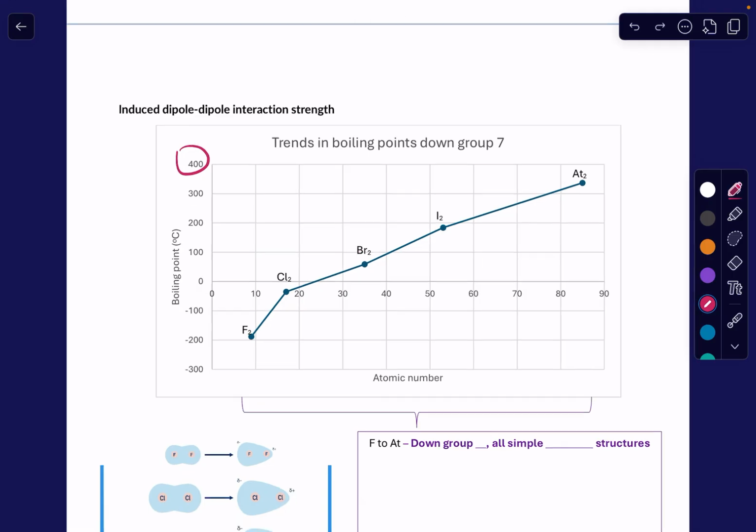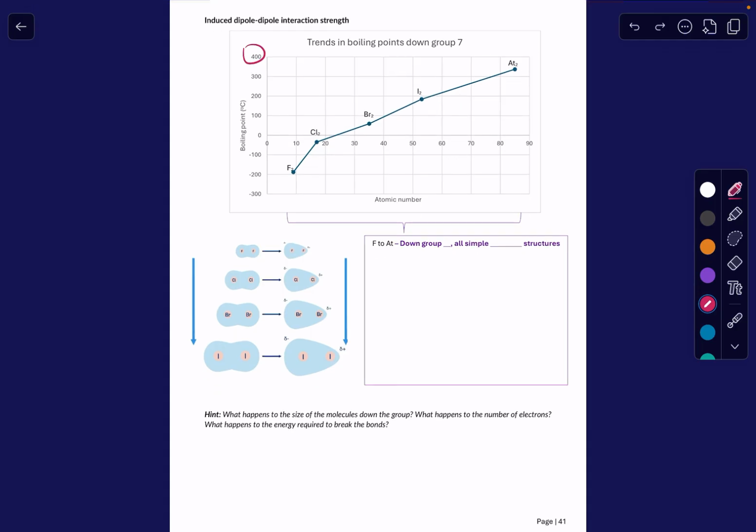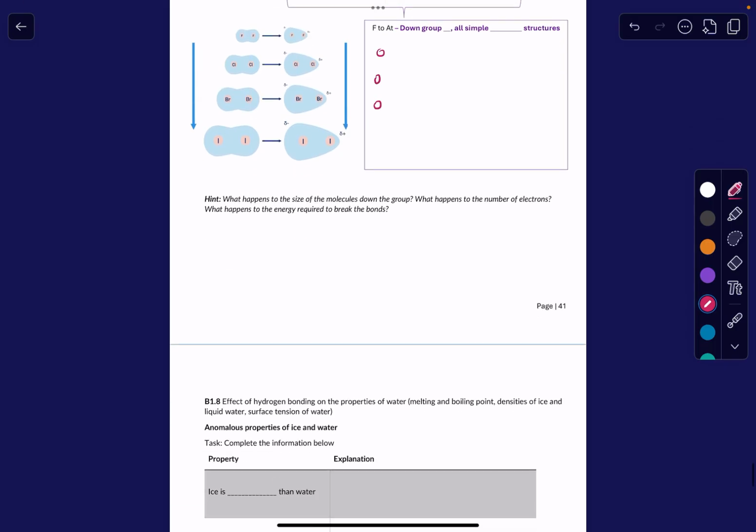What I would like you to do is pause the video and have a look at completing this for 3 to 4 marks. Think about the things that we need. So remember the trend, what's happening with that trend, why is the boiling point going up? Explain that for me.